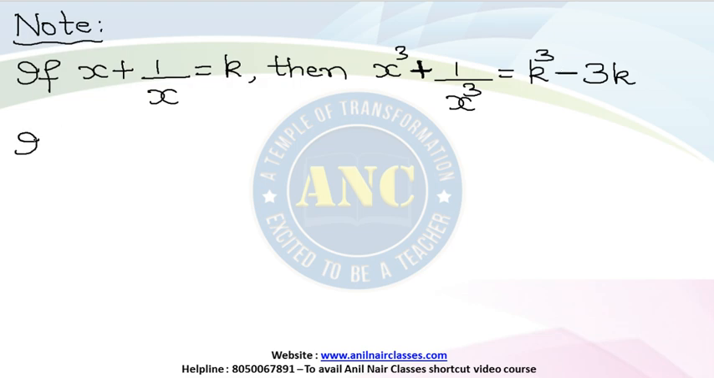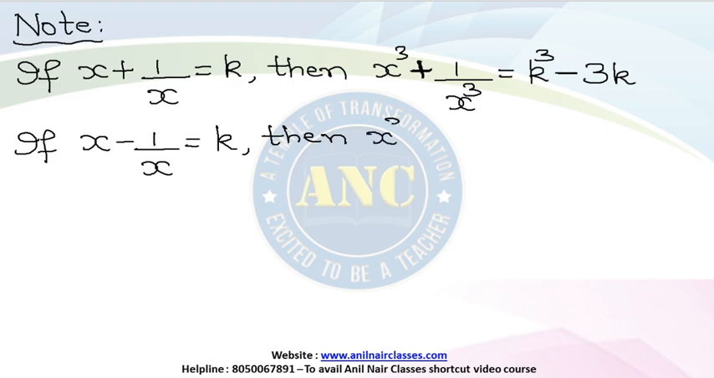And another property which is exactly the reverse of it: if x minus 1 by x is equal to k, then x cube minus 1 by x cube is nothing but equal to k cube plus 3k. Now this is what we have learnt till now, but I don't want the coefficient of x to be 1. In this case the coefficient of x is 1, and in this particular case the coefficient of 1 by x is also 1.